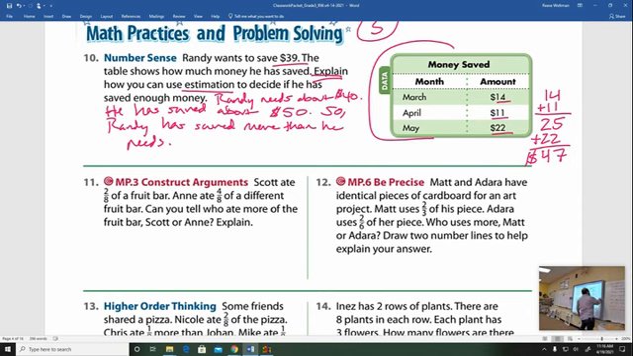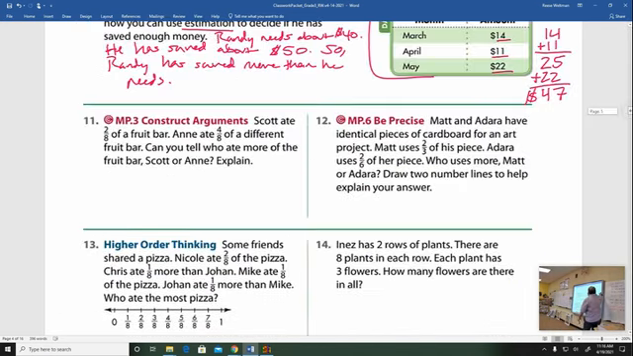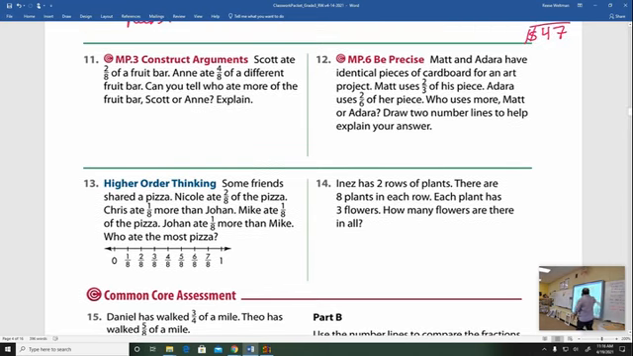Okay. Let's look at this one here. Scott ate 2/8 of a fruit bar and Anne ate 4/8 of a different fruit bar. Can you tell who ate more of the fruit bar? And explain. Okay, so we've got 2/8. So this is what we really have. We've got 2/8, but Anne ate, what's 4/8 equivalent to? 1/2. So Anne actually ate 1/2.